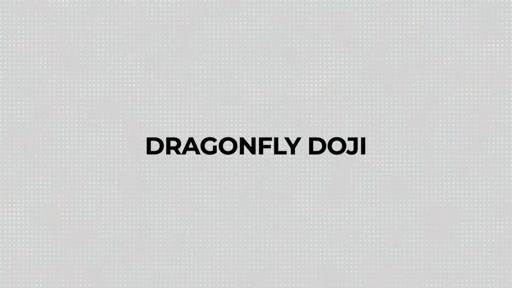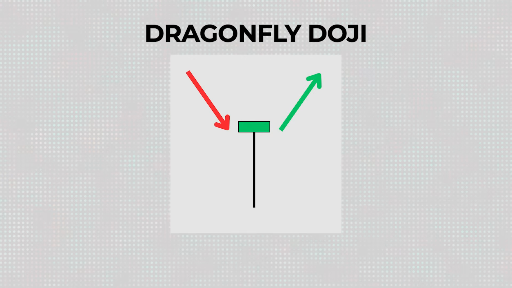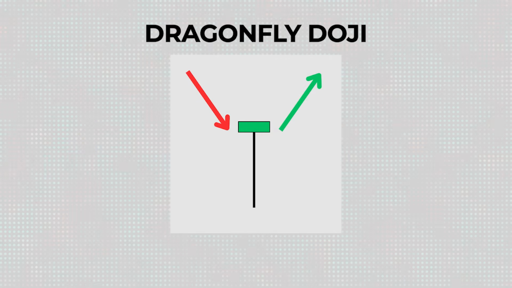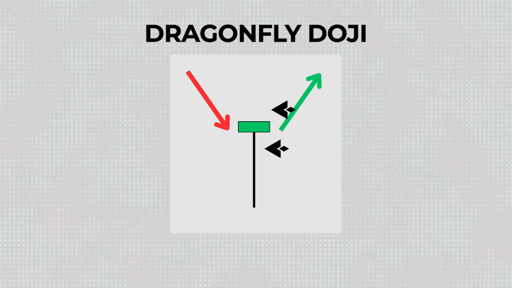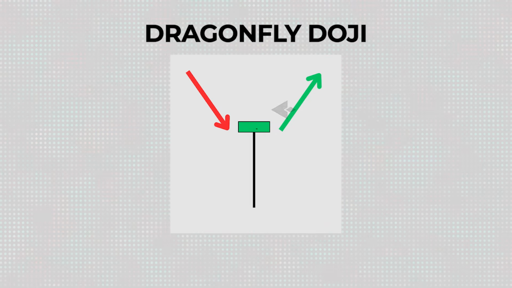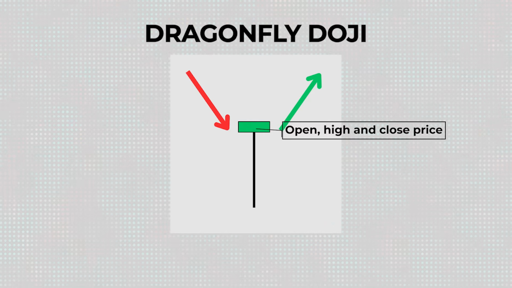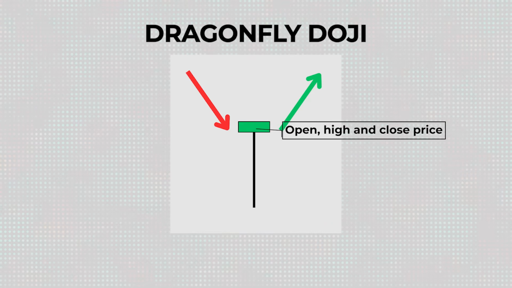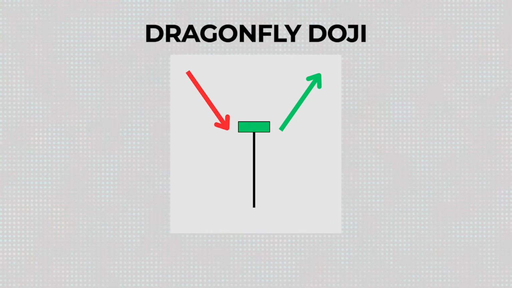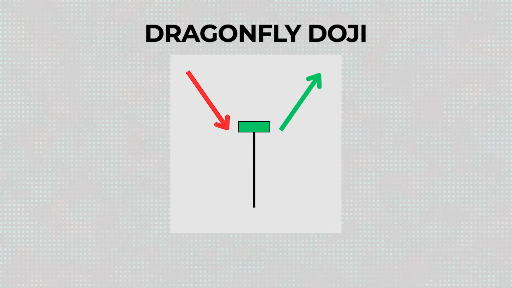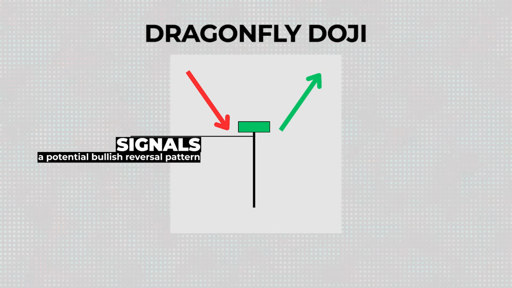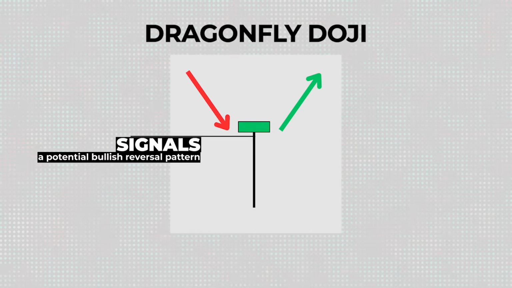Let's take another look at the Dragonfly Doji. The Dragonfly Doji is characterized by a long lower wick and little to no upper wick. It forms when the open, high, and close prices are all near the high of the period, showing that sellers were initially in control, but buyers managed to push the price back up by the close. When this pattern appears at the bottom of a downtrend, it often signals a potential bullish reversal.